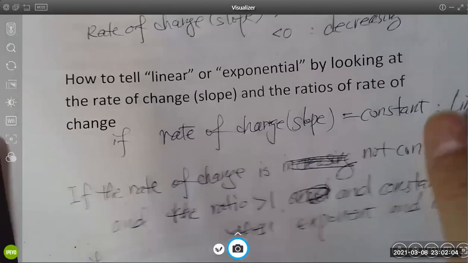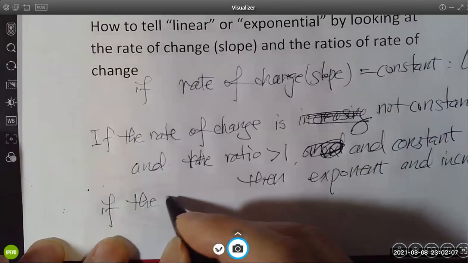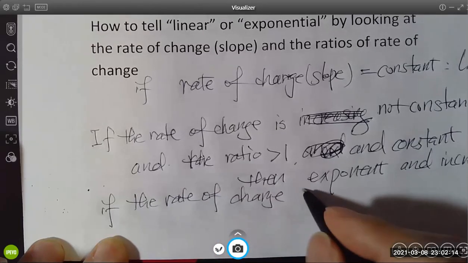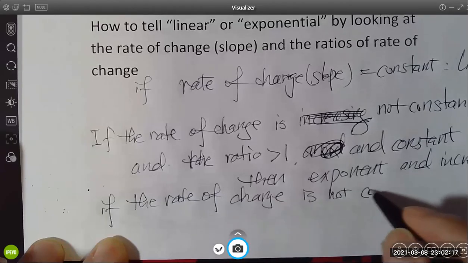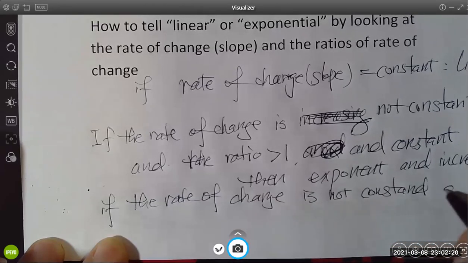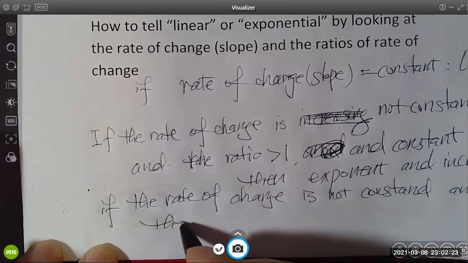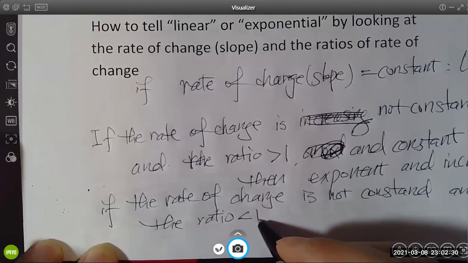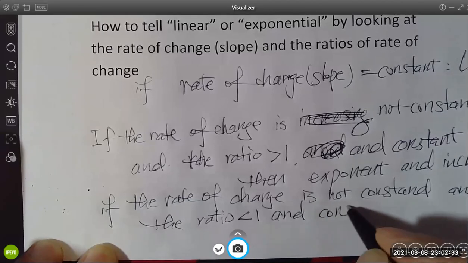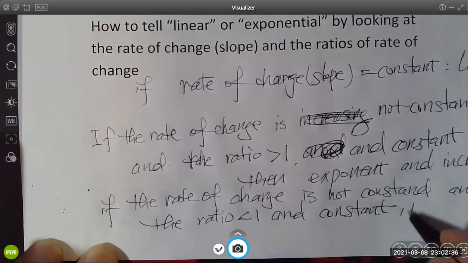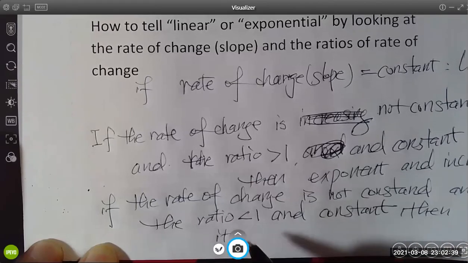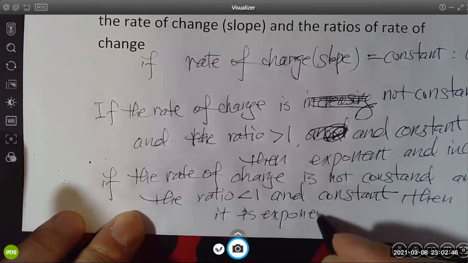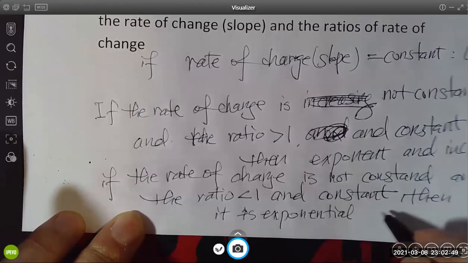But if the rate of change is not constant, and the ratio is smaller than 1 and a constant, then it is also exponential, and decreasing.